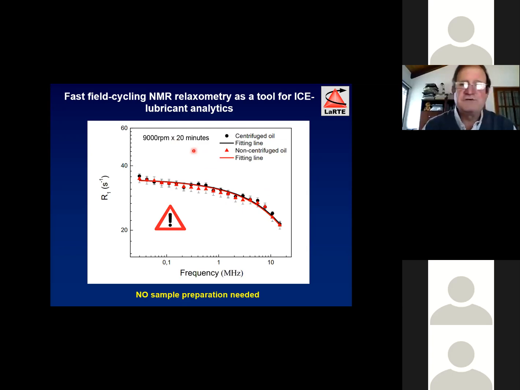But centrifugation, it's okay. So we compare the dispersion with and without cleaning of these solid particles, and we have the same. So that means that essentially the presence of the solid particles is not affecting the relaxation rate dispersion.